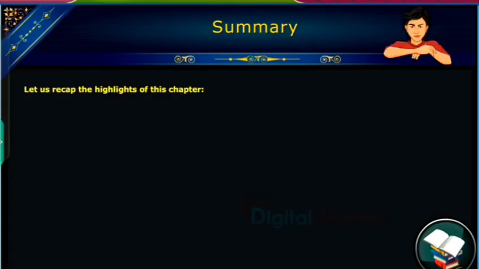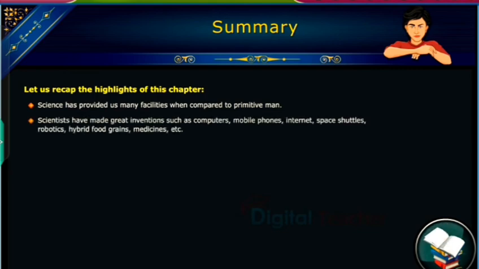Summary. Let us recap the highlights of this chapter. Science has provided us many facilities when compared to primitive man. Scientists have made great inventions such as computers, mobile phones, internet, space shuttles, robotics, hybrid food grains, medicines, etc. Need of science is important both from individual and societal perspective.